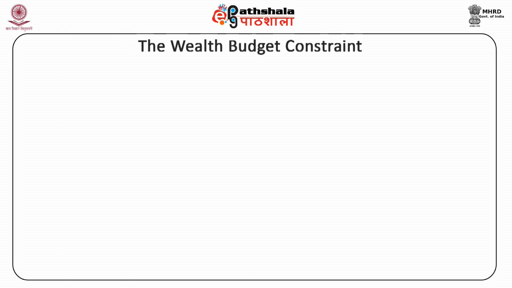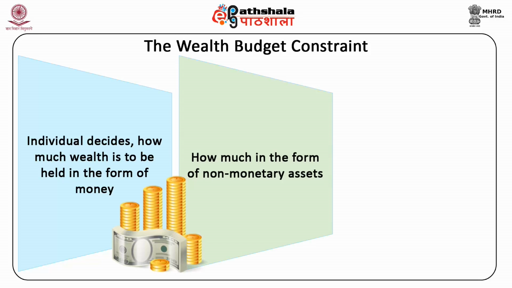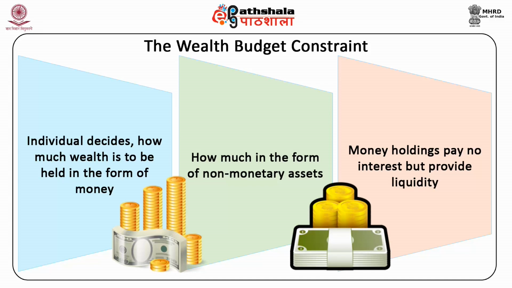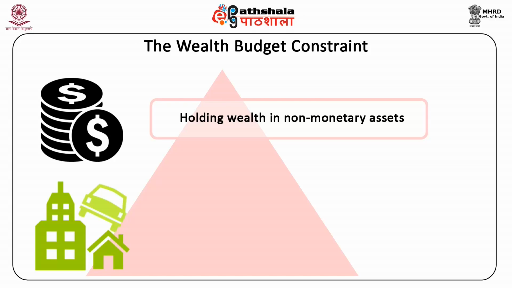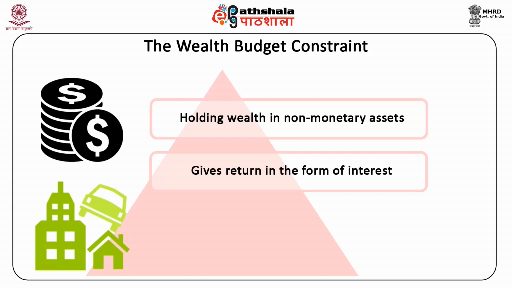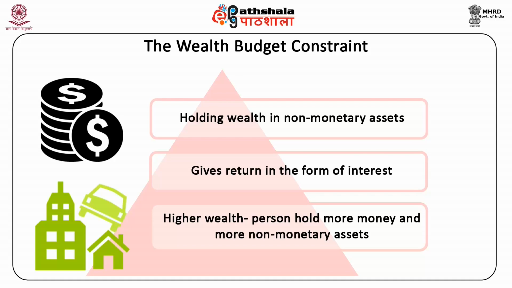Let us begin by understanding the wealth budget constraint. At any given point of time, an individual decides how much wealth is to be held in the form of money and how much in the form of non-monetary assets, let us say bonds. Money holdings pay no interest but provide liquidity to the holder. However, holding wealth in non-monetary assets like bonds gives a return in the form of interest. Higher wealth induces a person to hold more money and more non-monetary assets.